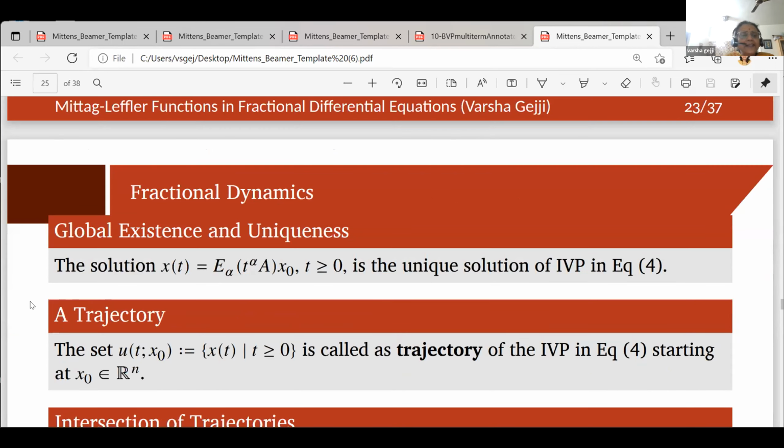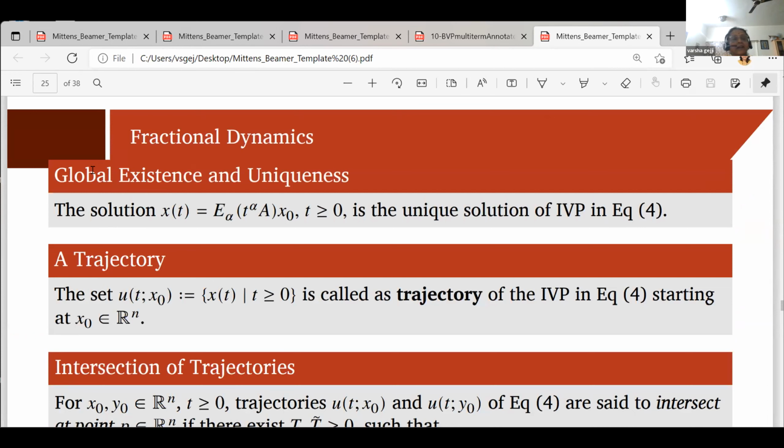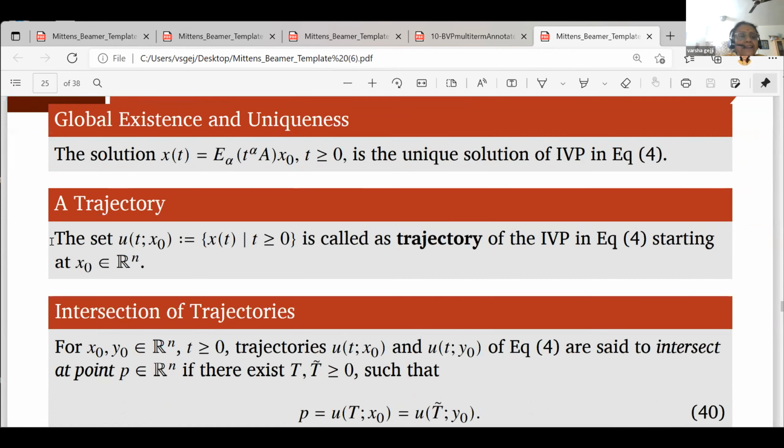Now, incidentally, very recently in our research in fractional dynamics, we are getting relations between fractional dynamics and zeros of Mittag-Leffler functions. So here, let me just again revise the theorem that when you consider this system of equations, x dot equal to Ax, where x is a vector, then the global existence and uniqueness theorem tells you that the solution E alpha t alpha A x naught is the unique solution of that initial value problem. And what is a trajectory?